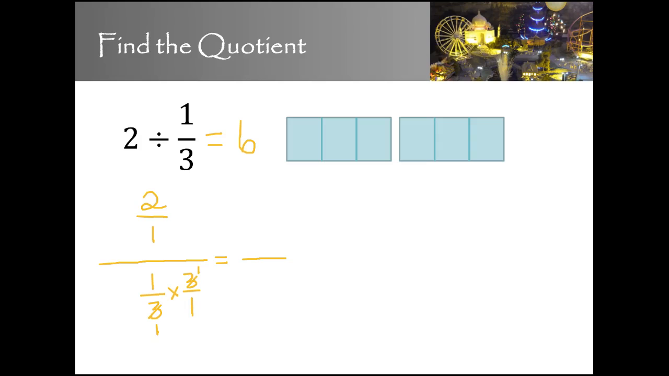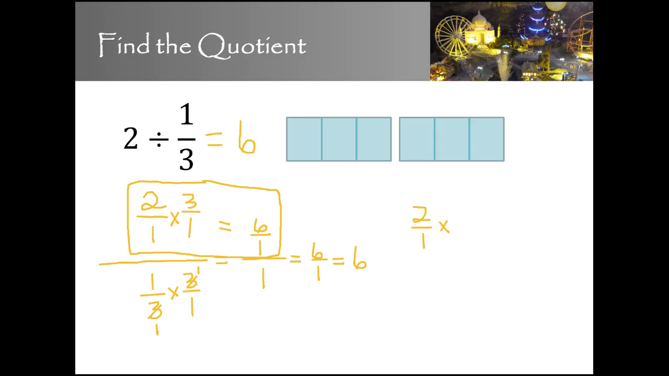If I do that to the bottom, though, I have to do it to the top as well. So I must also multiply the top by 3 over 1. 2 over 1 times 3 over 1 equals 6 over 1, or 6. I can see that if I take my first number and multiply it by the reciprocal of the second number, I end up with my answer of 6 over 1, or 6. Every division problem will be turned into a multiplication problem to solve it.